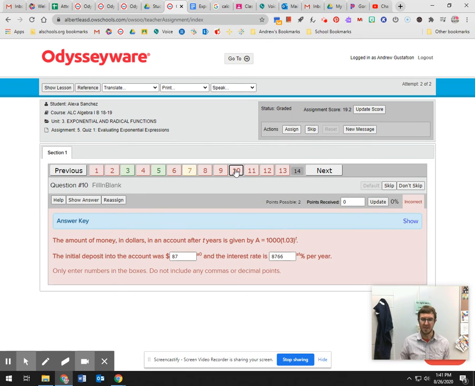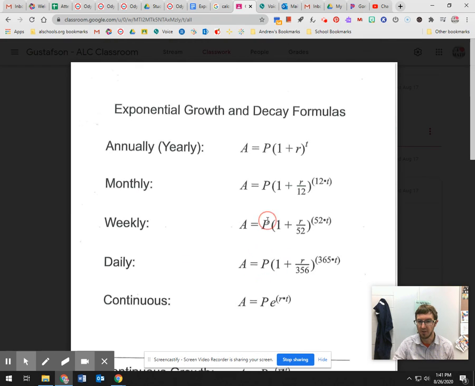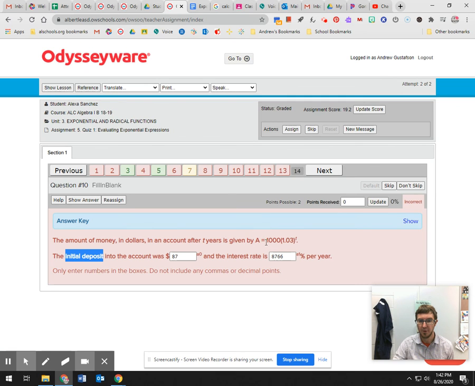Number 10, I think this is where I'm going to stop. But number 10, what they're asking for in these two boxes is the initial deposit. What did you start with? Remember that in all these formulas, the starting number is P. The starting number is that very first number. That's what you're starting with. Nancy started with $5,000. So in this problem, you need to look back. They've already filled in the blanks. What was the starting number? Then they ask for, again, the rate. So I'm going to let you fill that in, but that's how you do that one.